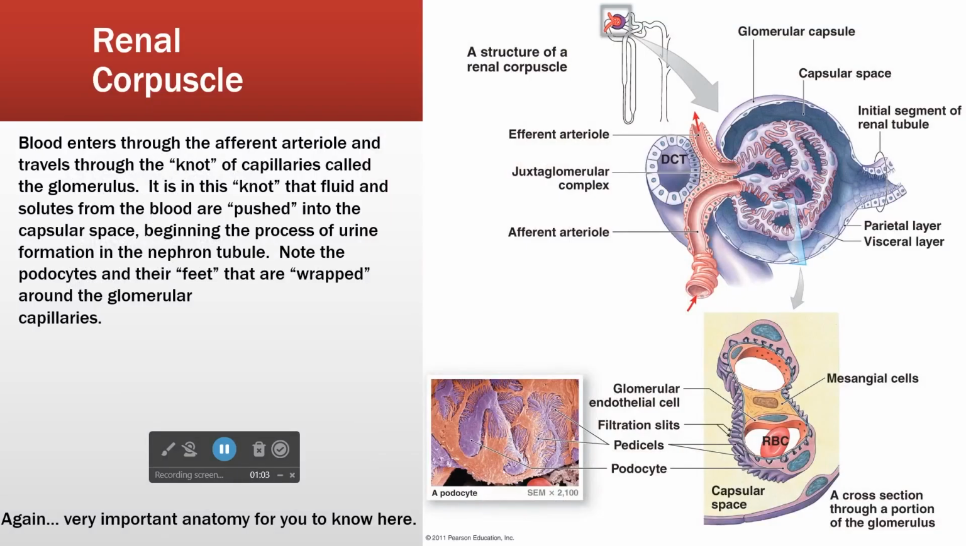So we start with the renal corpuscle because that's where kidney function begins, right? Filtration. Without filtration, we don't have anything to work with. So the renal corpuscle is the beginning of this. The glomerulus is kind of a knot of capillaries, right? We have an afferent and an efferent arteriole. Then we have this capillary tuft in between.